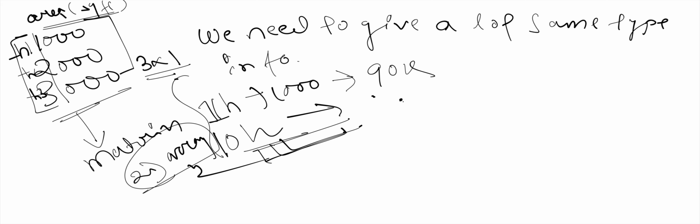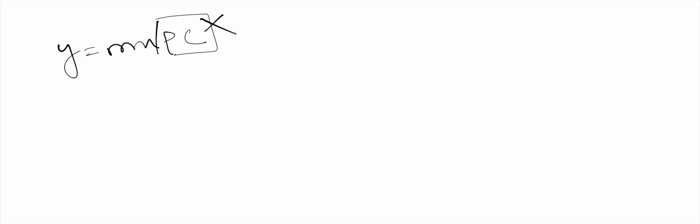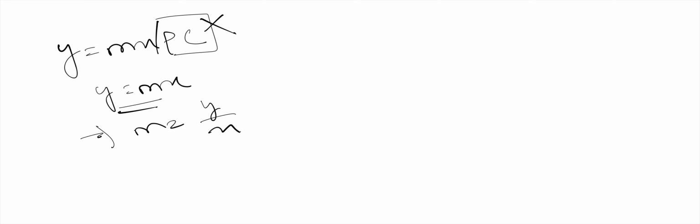Now let's get on to the other two methods, the inverse matrix and the gradient descent. So the inverse matrix is simple. y = mx + c. Let's just for a moment forget c. y = mx, and so m = y/x.